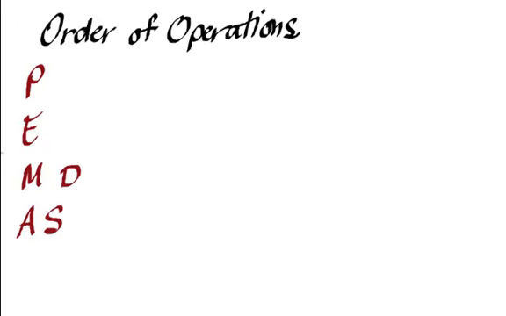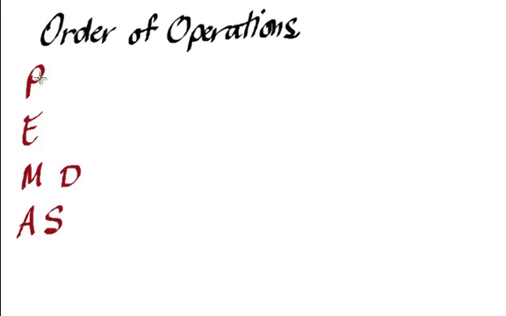This lesson is going to cover the order of operations. The order of operations is just a method that we use to solve mathematical expressions. And we can remember the order of operations with these letters, P, E, M, D, A, S. And I like to remember, please excuse my dear Aunt Sally.